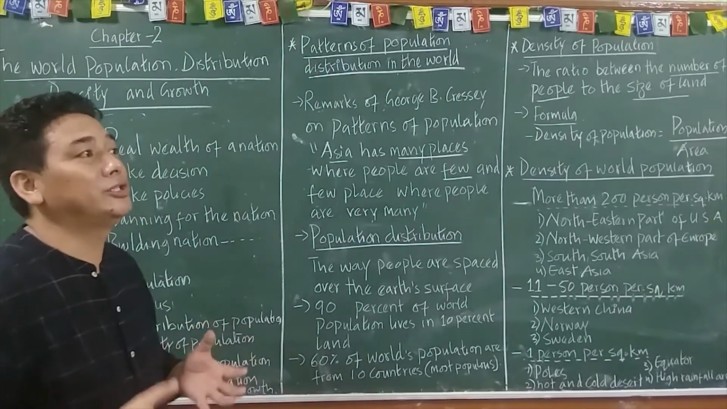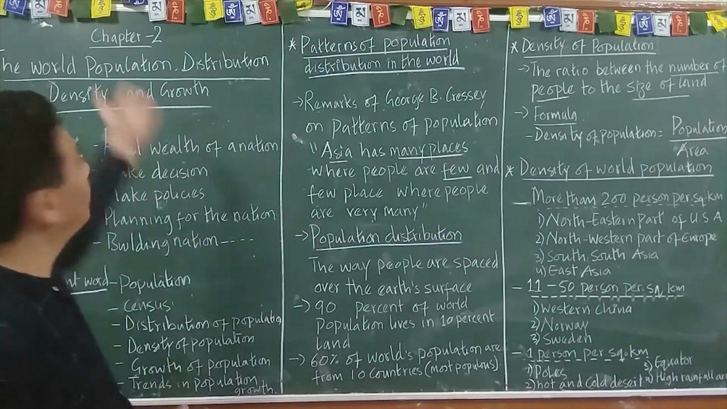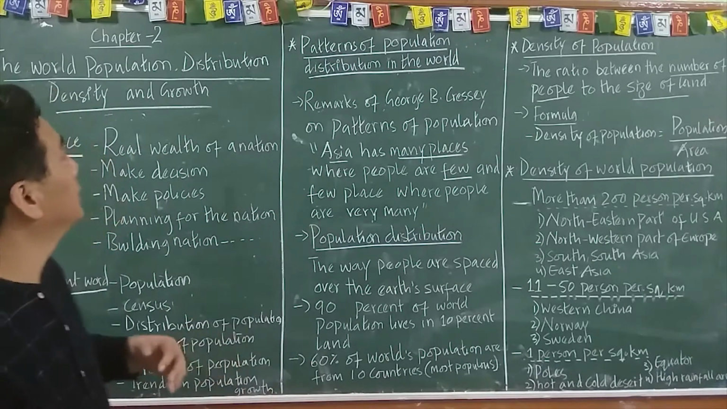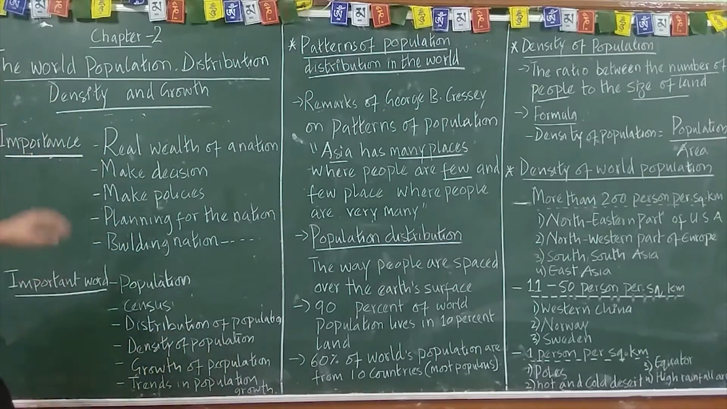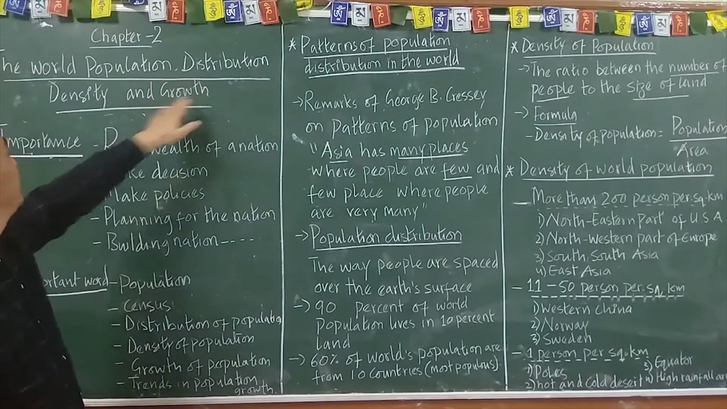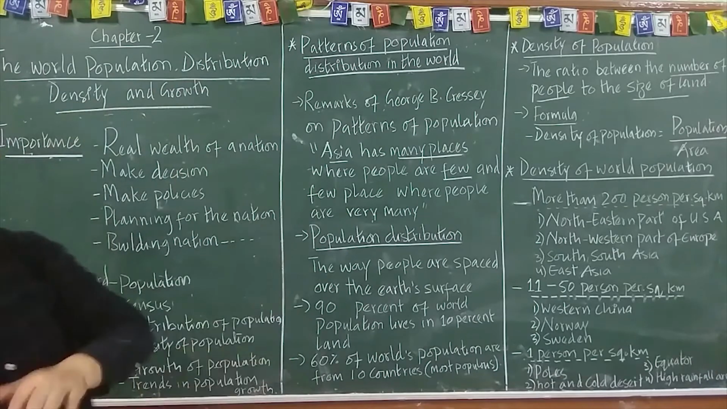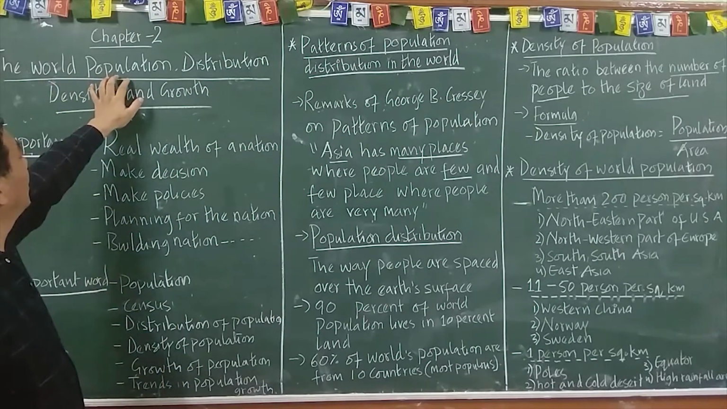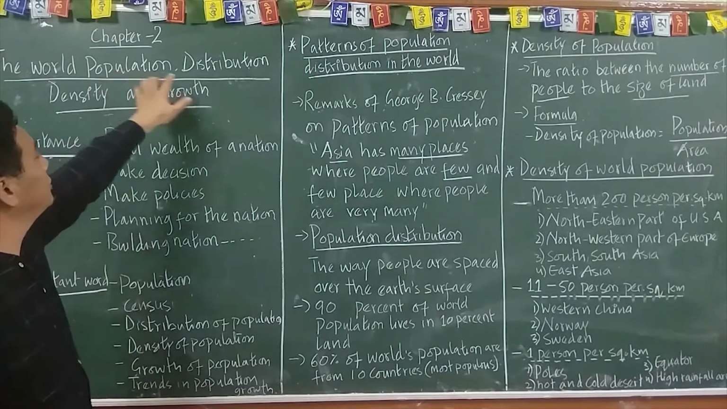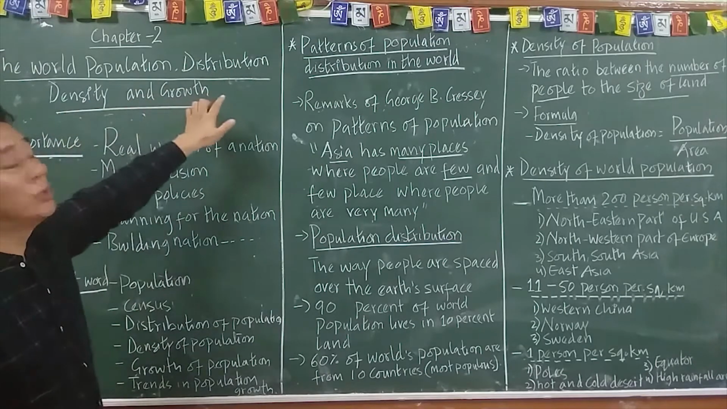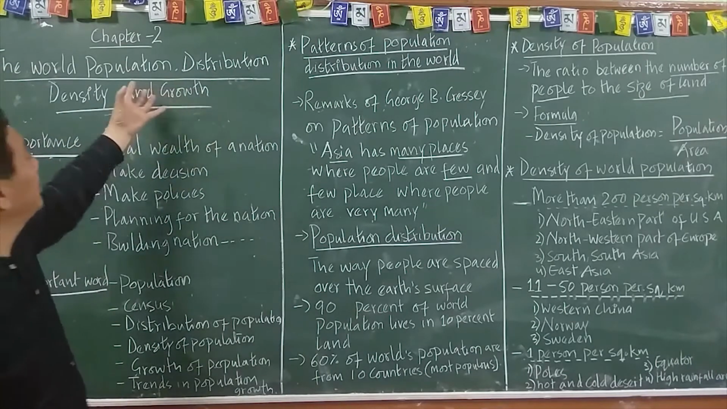The main ingredient of human geography is the population. All right, that's why I will start with this chapter number 2: the world population distribution, density, and growth. All right. So in this, for example, population distribution, density, and growth. You might have heard about all these things, all right?